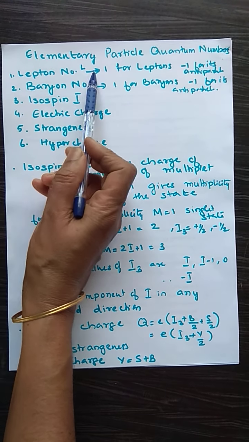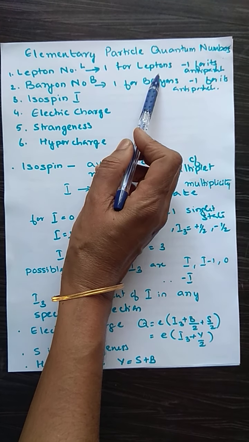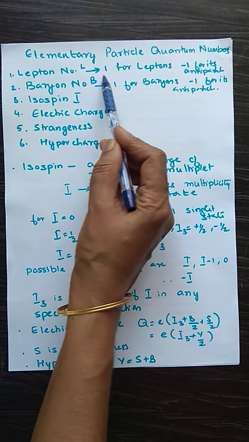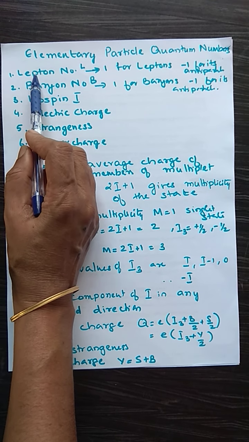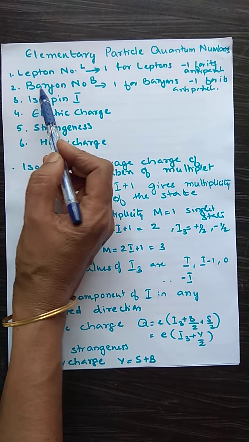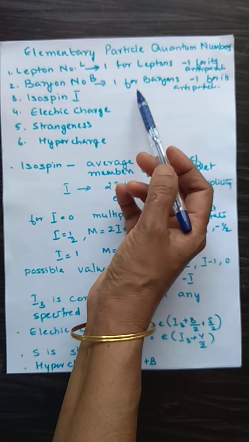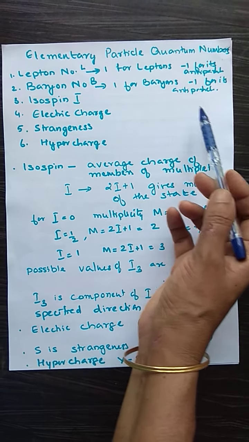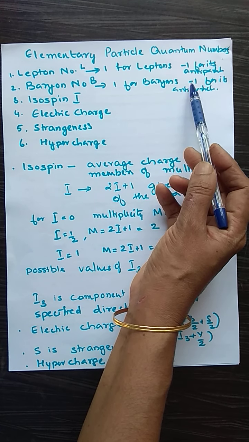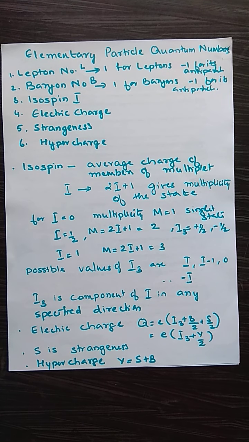One is the lepton number, designated by L. It is equal to 1 for all leptons, -1 for their corresponding antiparticles, and 0 for those particles which are not leptons. This we discussed in the previous class when we were discussing leptons. Similarly, the baryon number: for baryons, the baryon number is 1 and for antibaryons, the baryon number is -1. That means for the antiparticle, the baryon number is -1. For all other particles which are not baryons, the baryon number is 0.